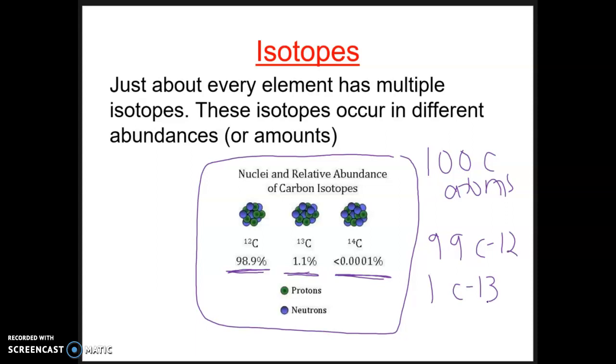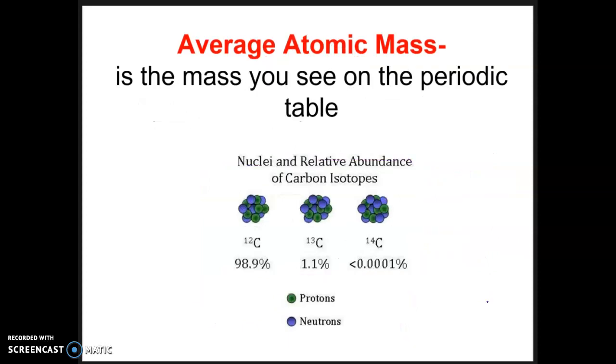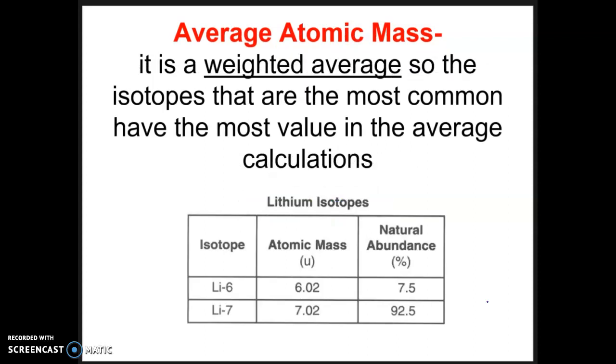Just about every element has isotopes, and they all occur in different abundances or different amounts. So this might be the percentages for carbon, but it's not going to be the same percentages for nitrogen, etc. And so average atomic mass is the atomic mass that we see on the periodic table, and it is a weighted average of all of the isotopes of an element.